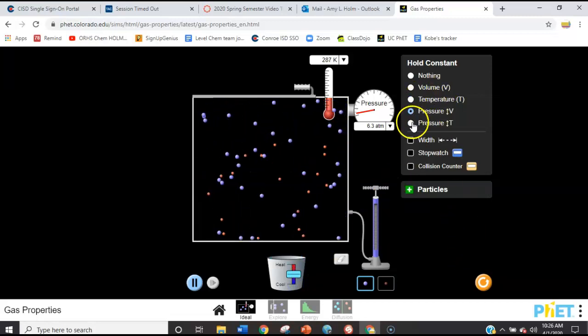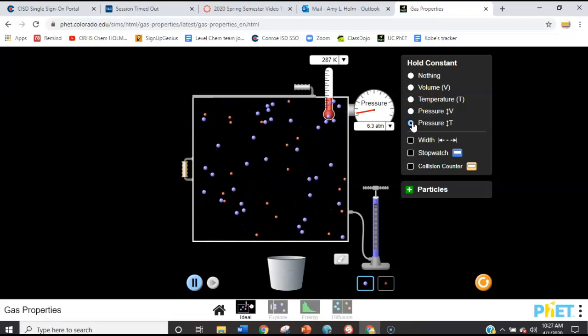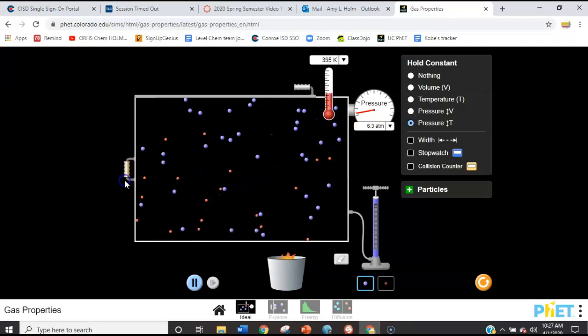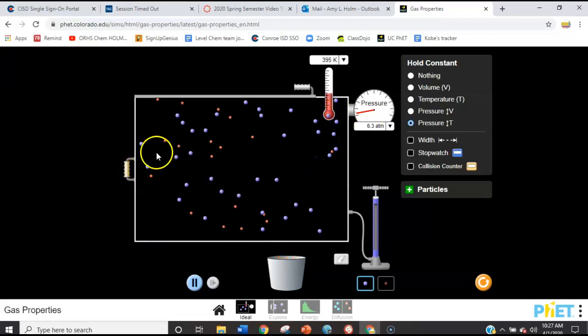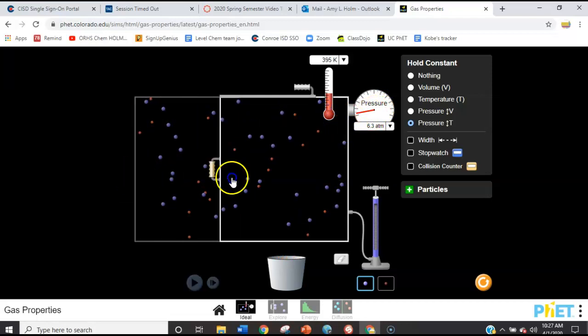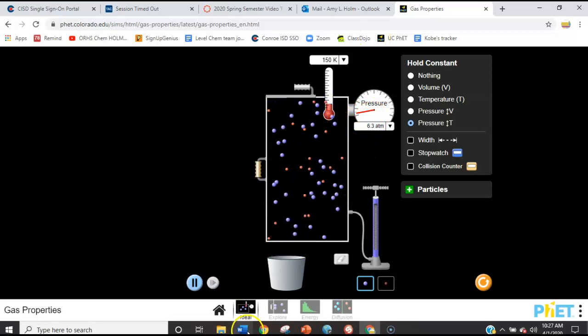I can also do this where I hold temperature constant. So if temperature is constant and I'm changing the volume, when volume goes up, we can see how that affects pressure. When I decrease volume, we're able to kind of affect the temperature in that way.